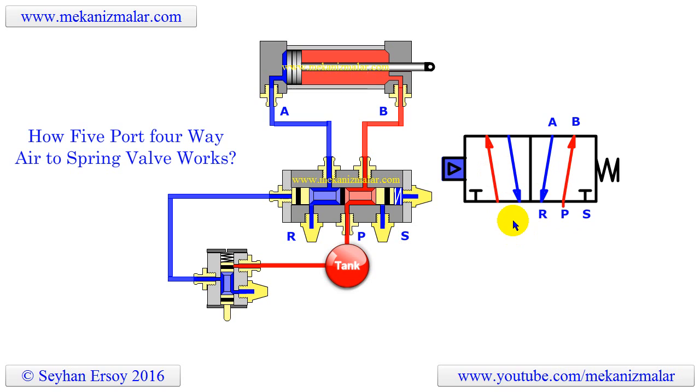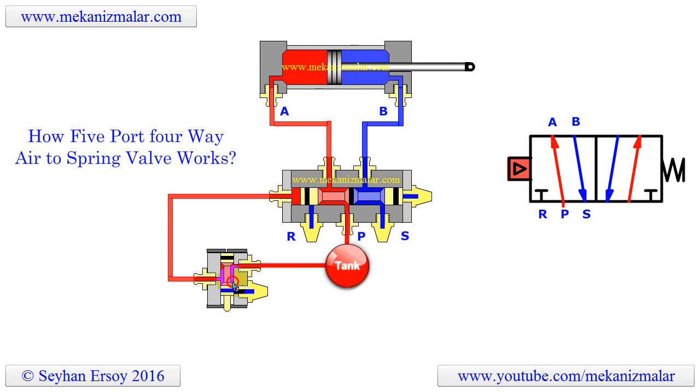Why is it also called air-to-spring? The position of the spool is controlled by pilot air on the left and a spring on the right. For this reason, I called it an air-to-spring valve. The symbol changes positions to emulate the motion of the spool.